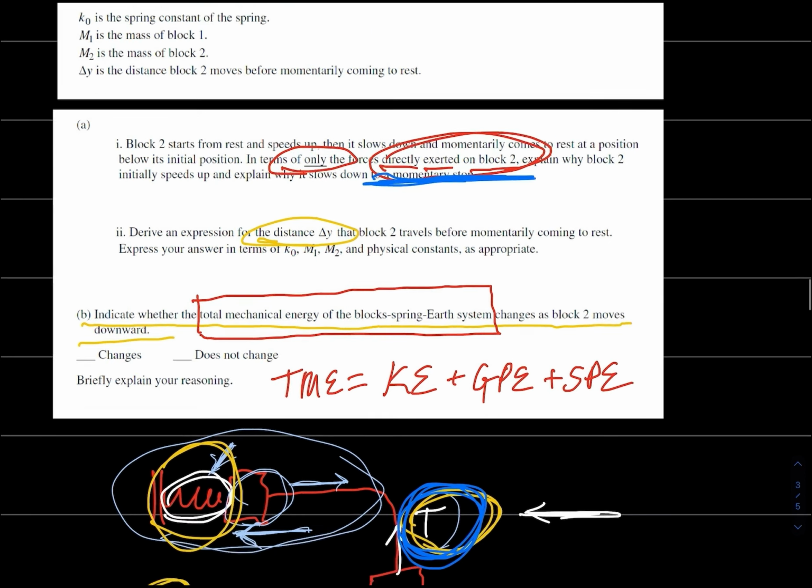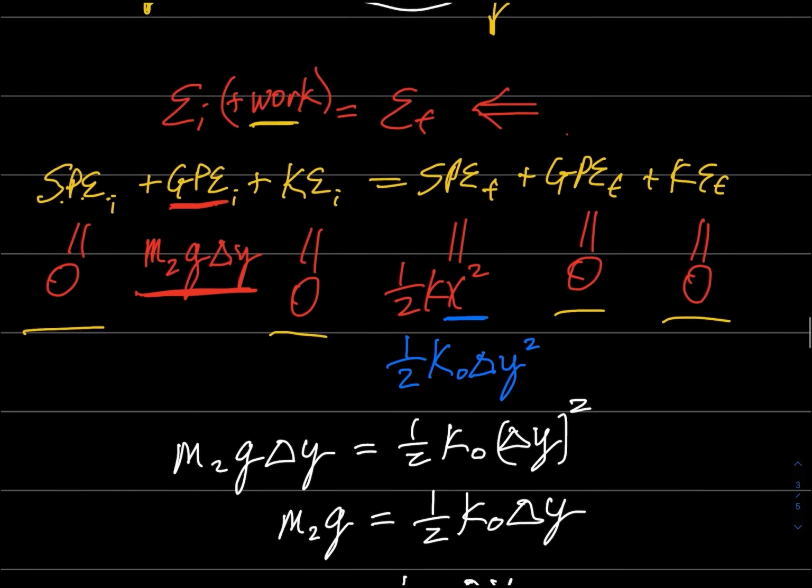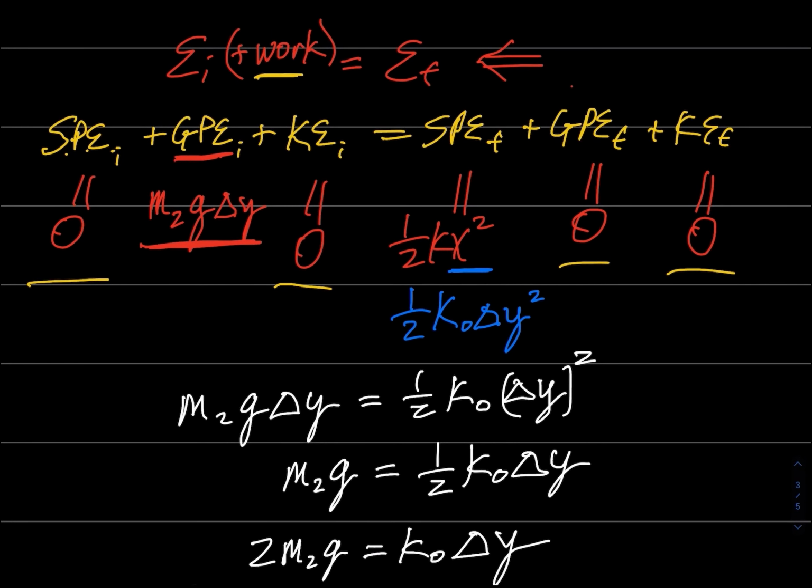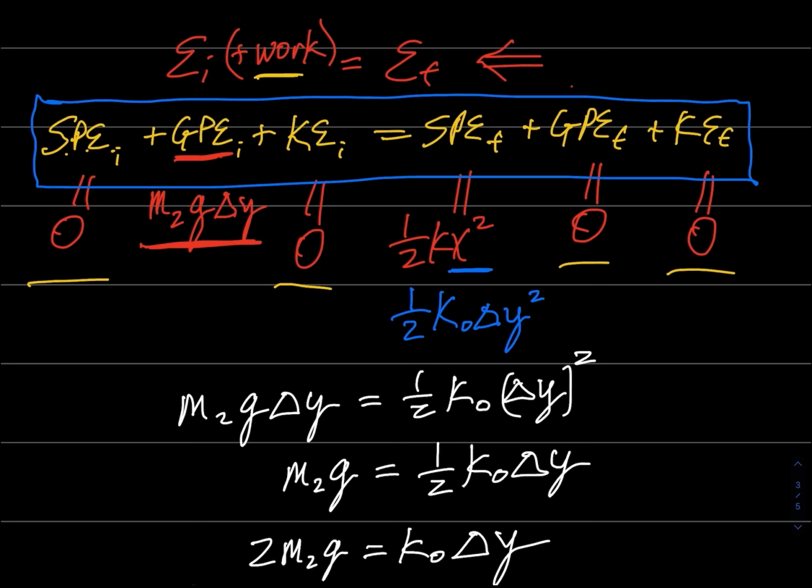Well, the total mechanical energy, did it change? It didn't change. In fact, we could write this down because we knew it didn't change, and that's how we were able to equate the initial energy with the final energy. And it didn't change because there were no non-conservative or external forces. So that's easy too. No, it didn't change.